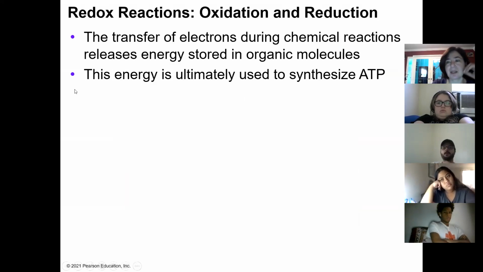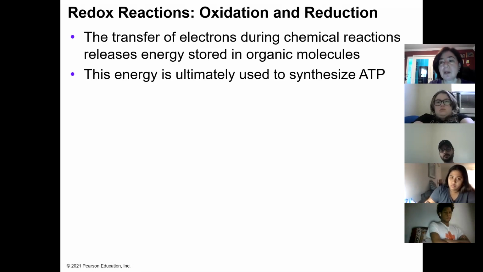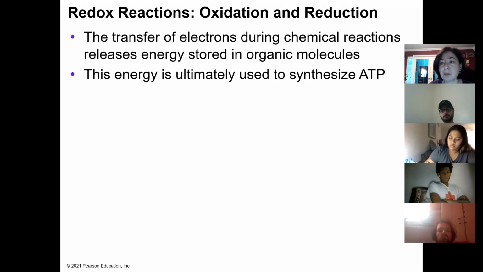Let's start with something called redox reactions. This is the first step, reactions of oxidation and reduction. And you will see why this reaction is actually central to cellular respiration. Remember, when we talked about atomic structure, we talked about covalent bonds. Covalent bonds are formed when atoms share electrons, right? So they can share electrons.